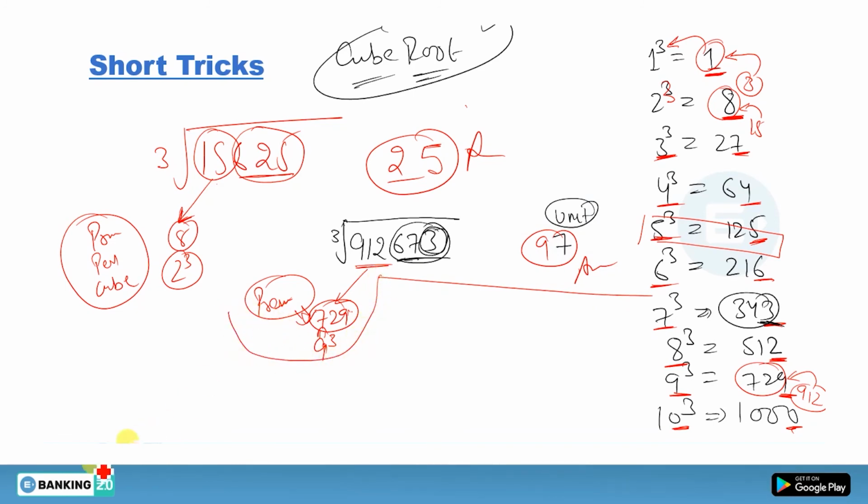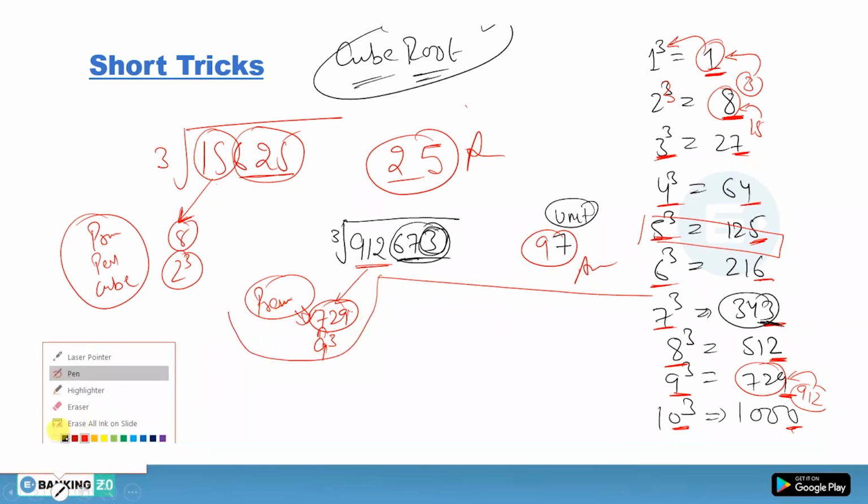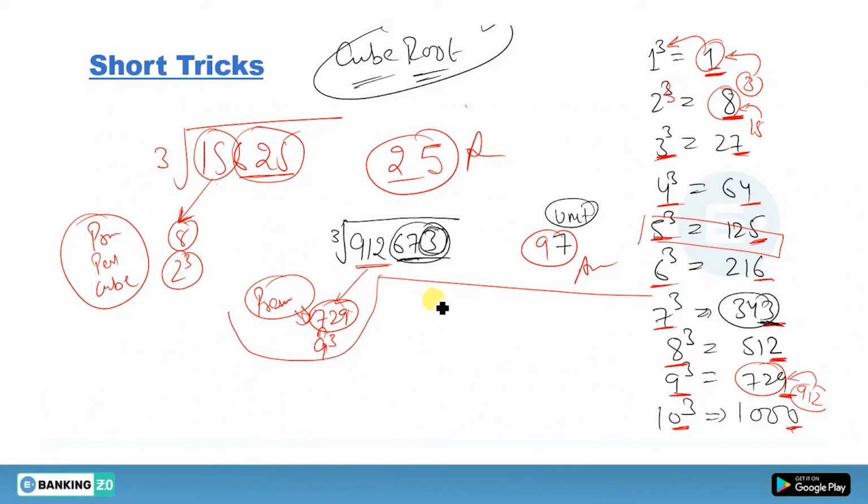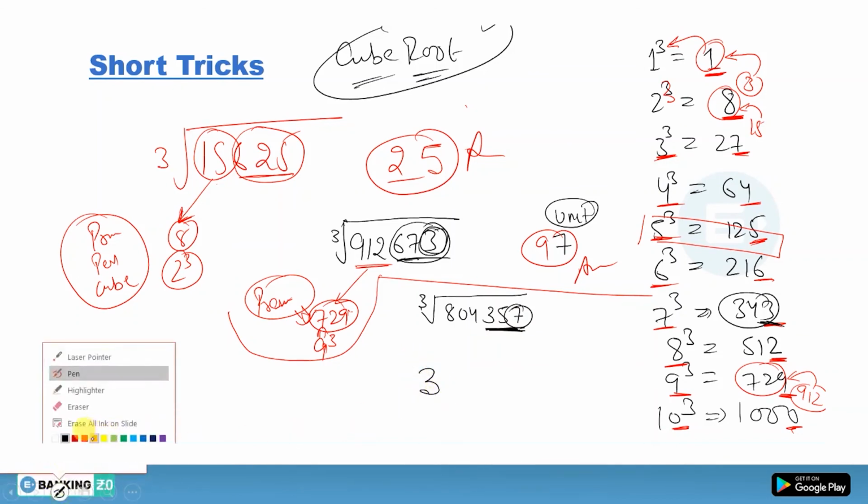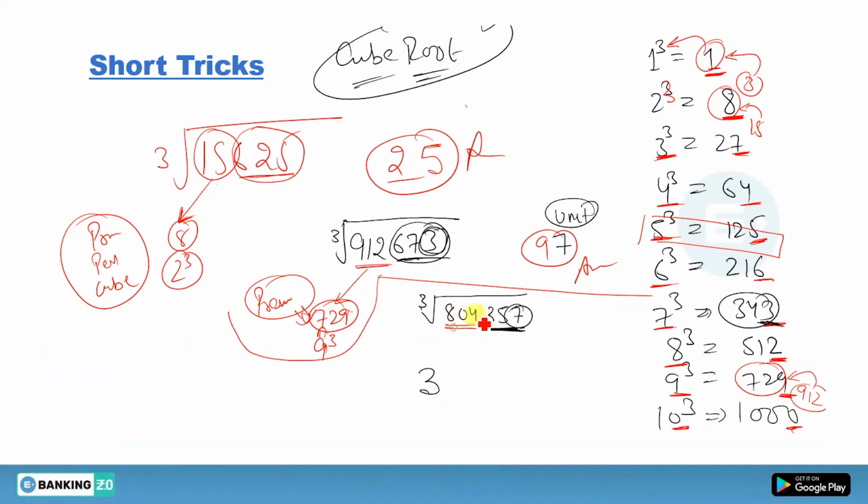Don't understand? Now see one more. Suppose you want to calculate the cube root of 804357. Okay, this one is the cube root. So what you will do, just use this 357. Now 7 is here, so what will be at unit place? You will get 3. And this one is 804. So what is the previous perfect cube?